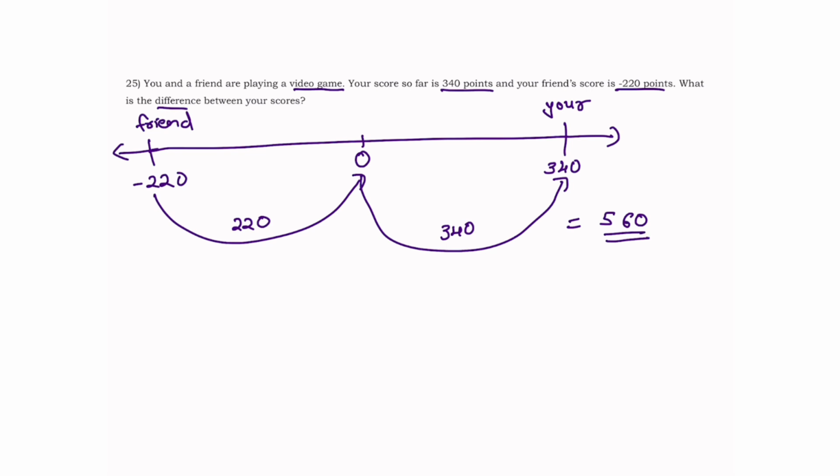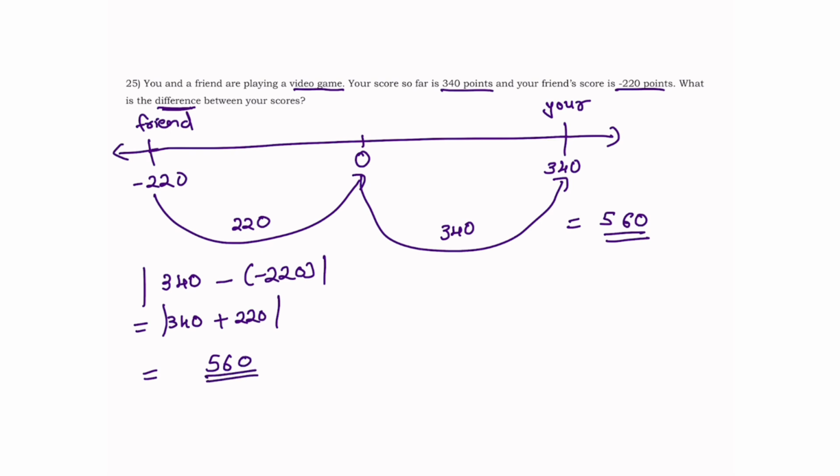So the difference is, if you want to solve it without a number line, how are you going to do it? So you will write 340, which is your score, and because you're finding difference, you're going to write a minus sign, and your friend's score, which is minus 220, which is 340 plus 220, and answer is 560. So that's the difference between the two scores.